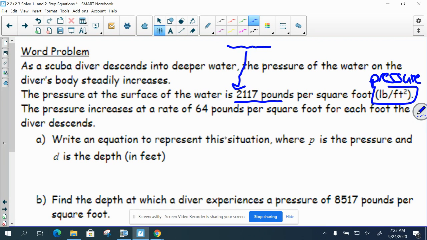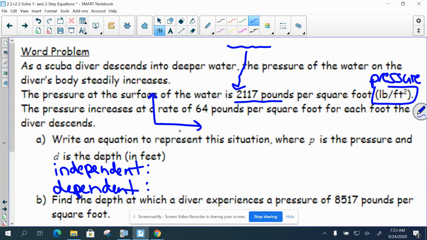Write an equation to represent the situation where P is the pressure and D is the depth. So the pressure, which variable would be the independent variable and the dependent variable? So which variable, like if you were putting this on an XY axis, would go in the X? That's your independent variable. That would be depth in this case. And then the dependent variable would be pressure. So as the depth increases, the pressure will also increase.